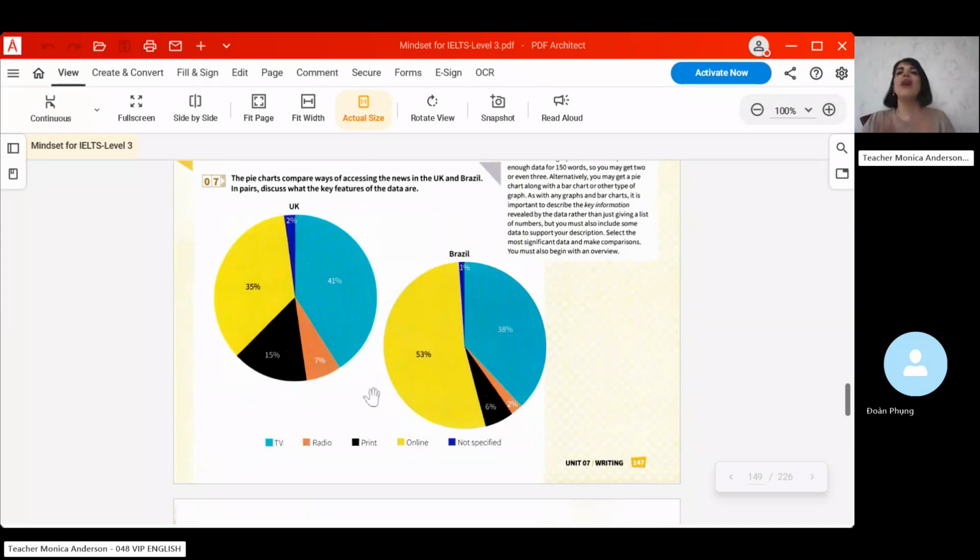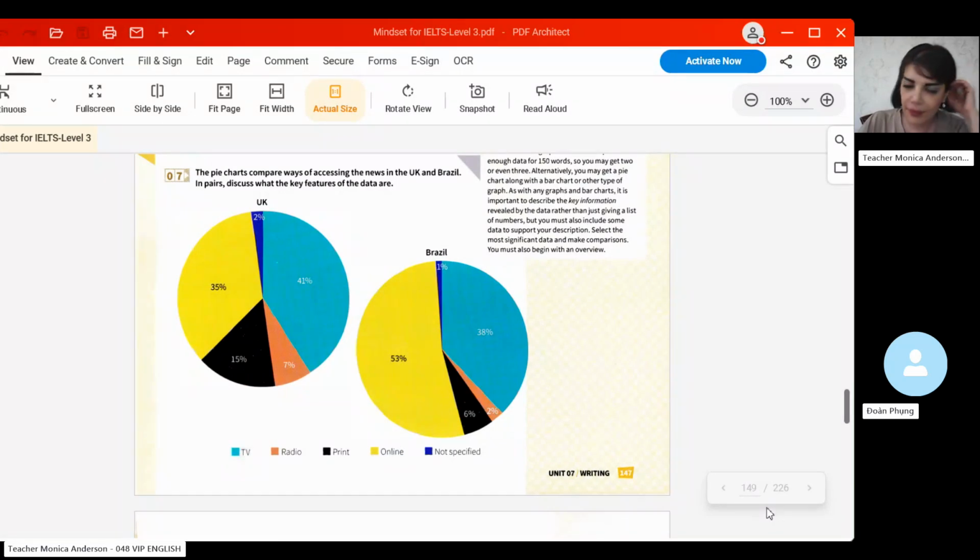So let's talk about key features. You tell me, what are key features? As I told you, the most significant, the highest, the lowest, the largest, smallest, the biggest. They are something noticeable. What do you think? Well, teacher, I would like the pie chart. That is a bar chart. It's a pie chart. You say bar chart? Yes, pie chart. Okay, so I heard pie chart. What can we call each part of the pie chart? Segment. Yes, each segment, of course.